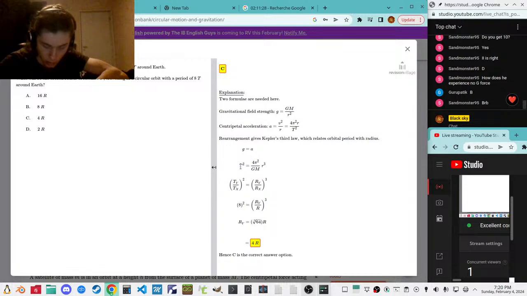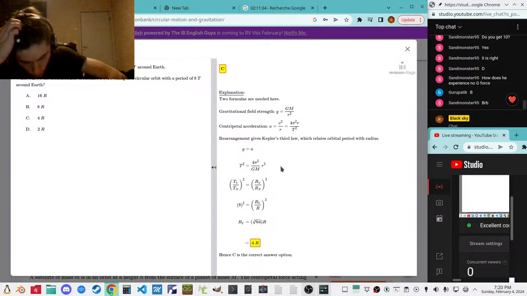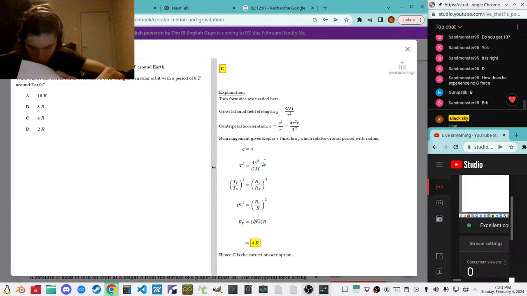So T squared. How did they just isolate T squared that quickly? T squared does indeed equal all of this divided by GM. So yeah, that is correct. Now T squared. Oh, isn't that in the data booklet? I thought it was in the data booklet. No, maybe not.